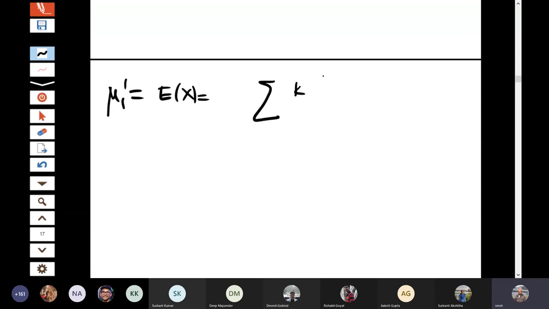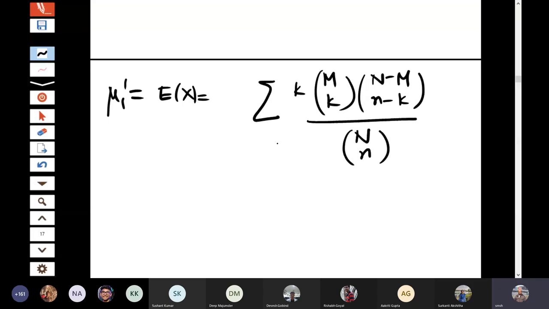that is the sum of k times MCk times N minus M C n minus k divided by NCn, k equal to 0 to n. You can easily see that the first term is gone here. If you put k equal to 0 here, this is 0. So in place of 0, I can put 1, corresponding to k equal to 1 now. And then this term you will adjust here.